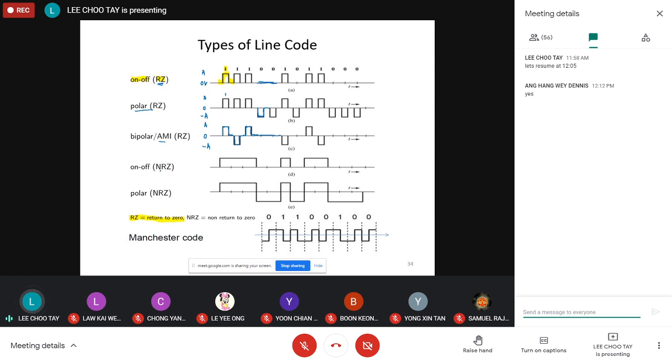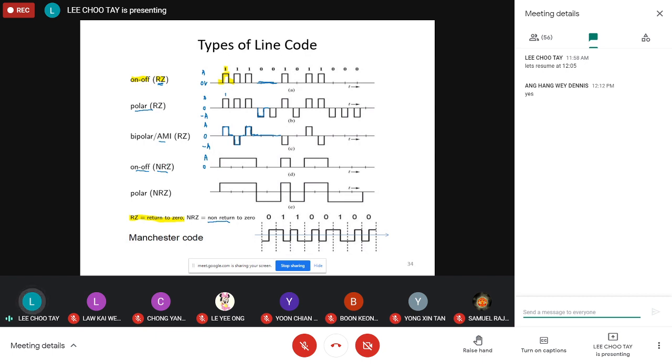The next type of line code is called on-off NRZ. NRZ stands for non-return to zero. All right, on-off non-return to zero. For on-off non-return to zero, same as the on-off return to zero, we only use a positive rectangular pulse to send our signal.